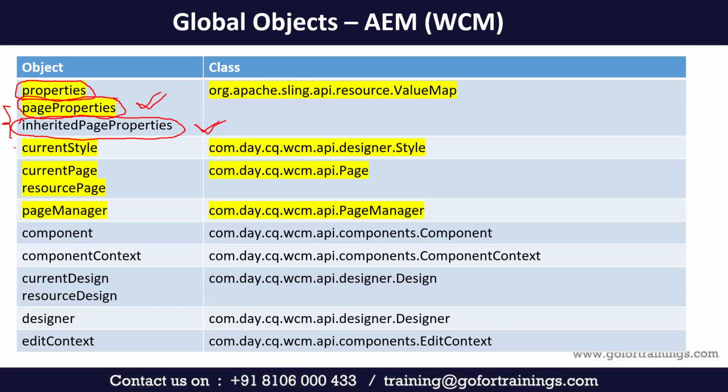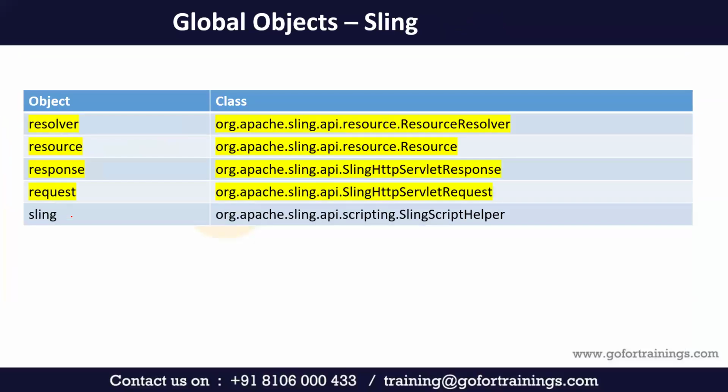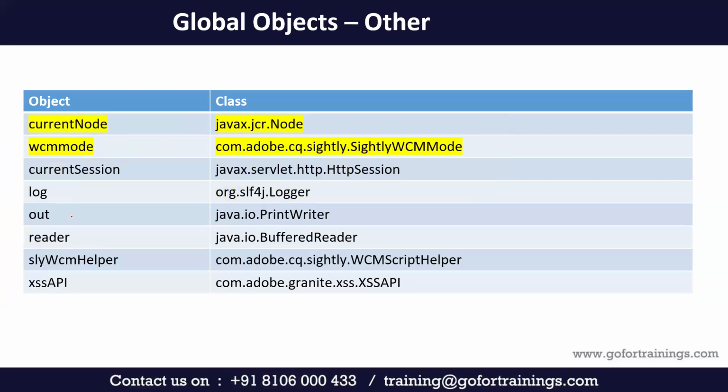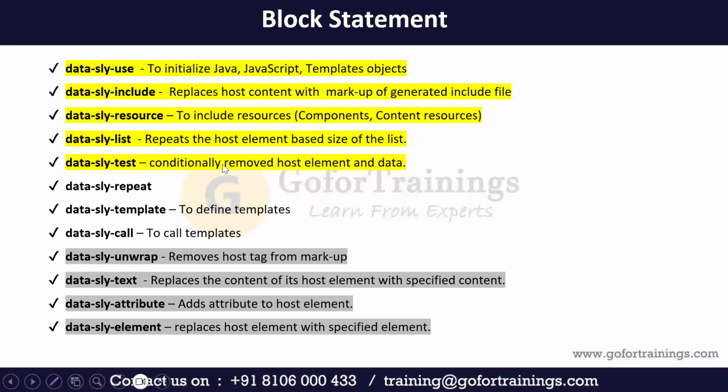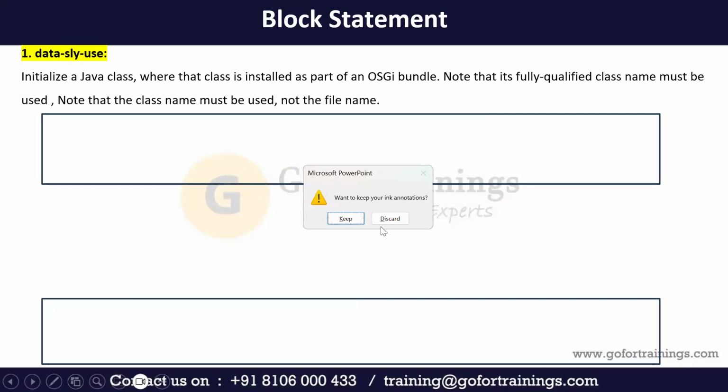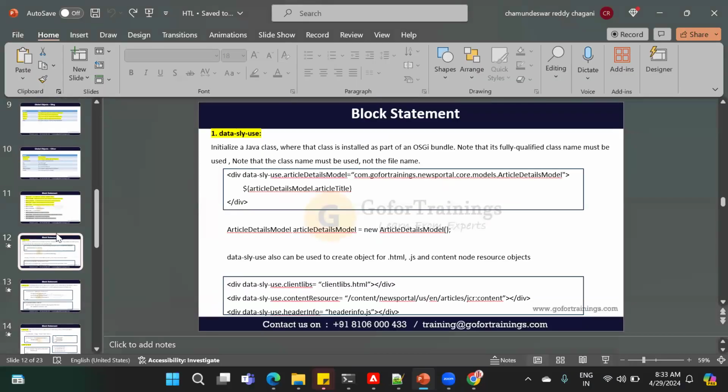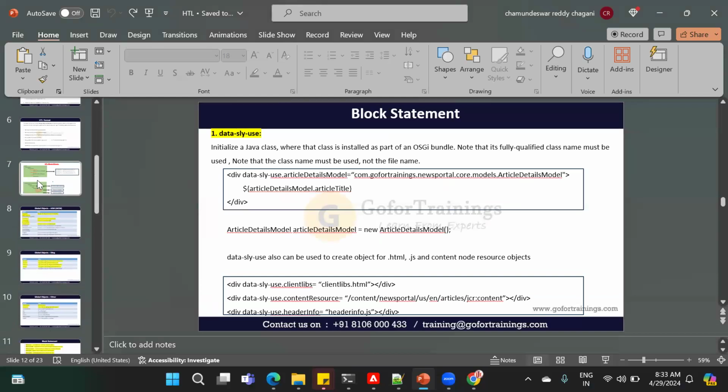There are multiple global objects available: current style, current page, current resource, page manager, component context, current design. We'll discuss in detail in the API session. I will take a separate session to discuss these global objects, the global object API and its methods. So please let me know if you have any questions in global objects.